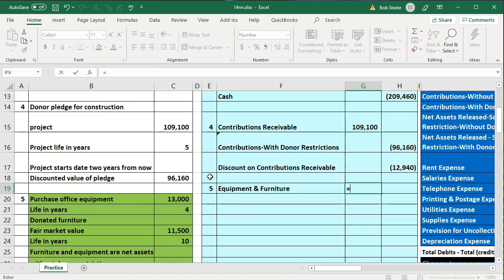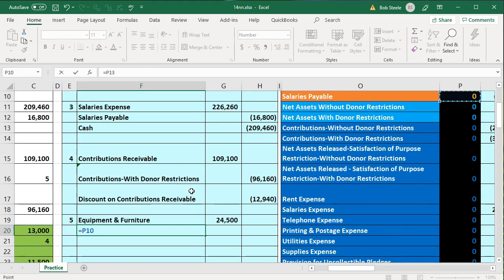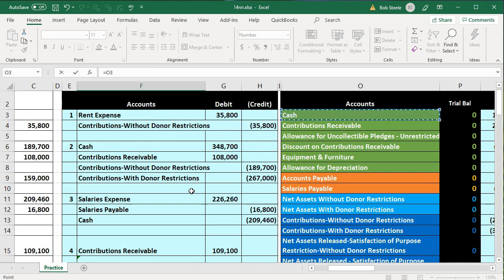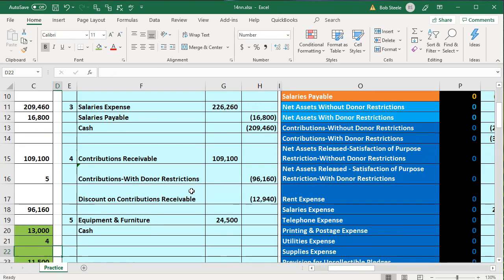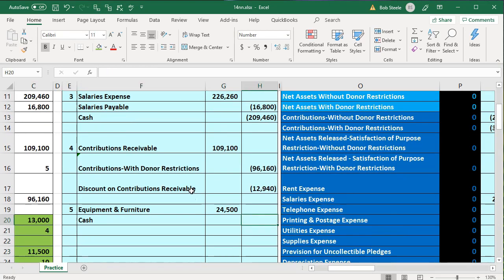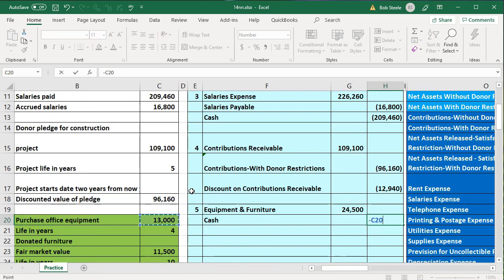So we're going to say this is going to be equal to the 13 plus the 11.5. Both those are going to be increasing there. Then we've got a credit to cash because we paid cash for this amount of furniture up top. So we're going to say this is equal to, and we'll scroll back up, and we're going to pick up the cash amount. So there's the cash, and that's going to be the 13. So I am in cell H20, negative for the credit of that $13,000. So there's the $13,000 credit.